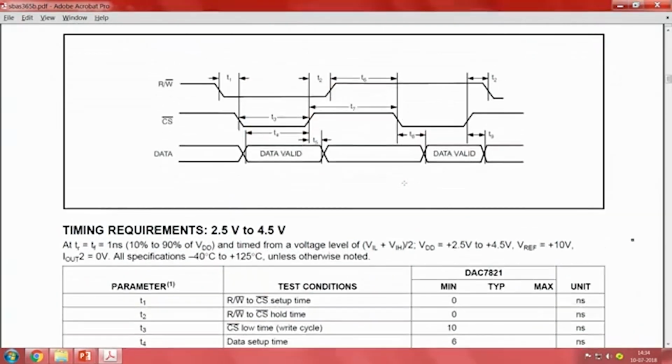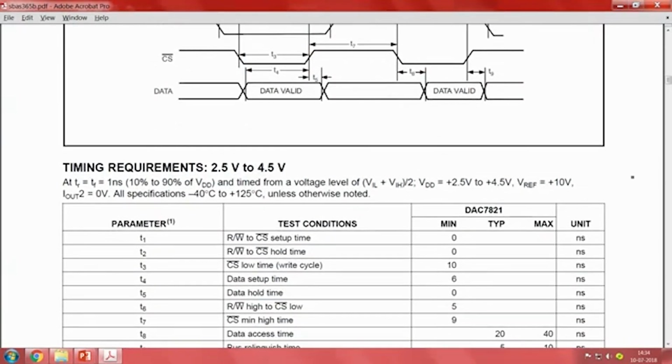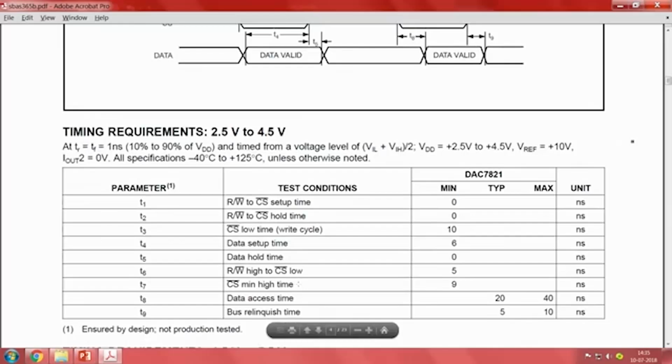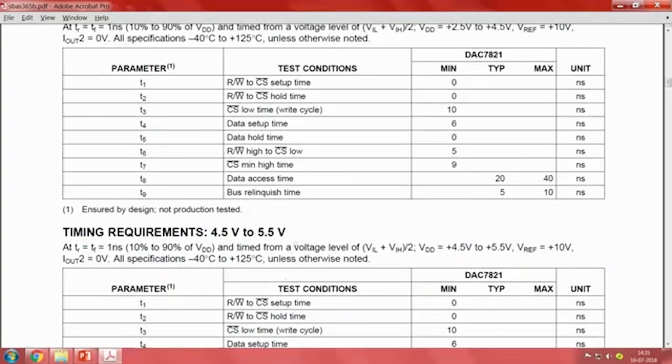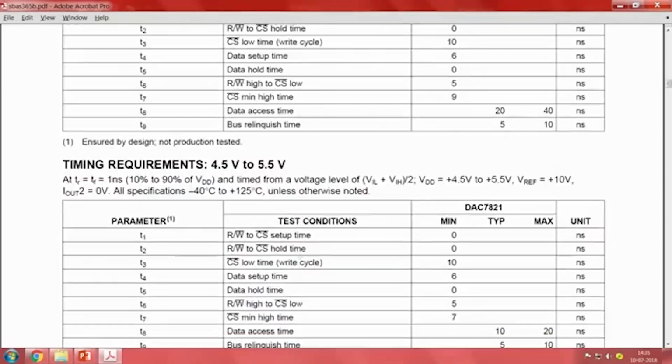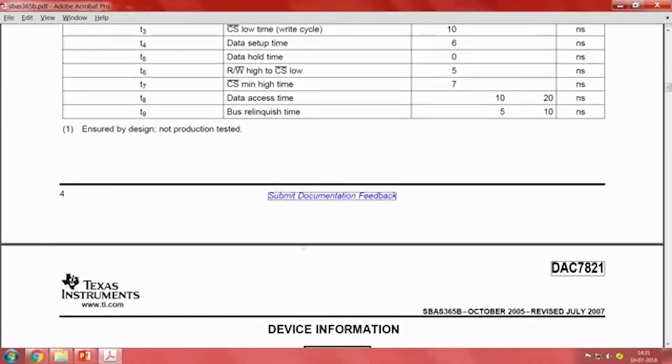Okay. Now, next, there are a lot of things related to digital aspects like setup time and hold time. We need not go into the exact details of that. Setup time and hold time are timing requirements. For specific voltage ranges they have timing requirements. They have characterized everything and put it there. Okay, let us skip that.